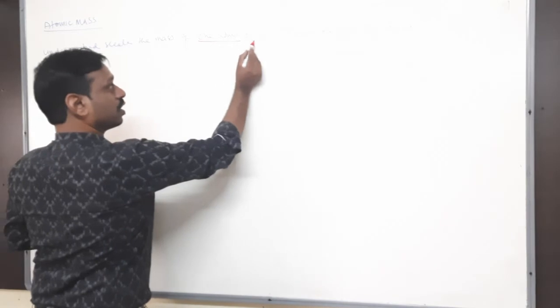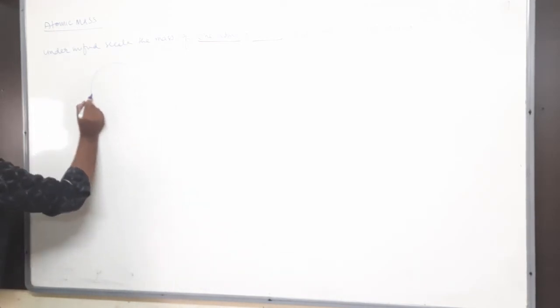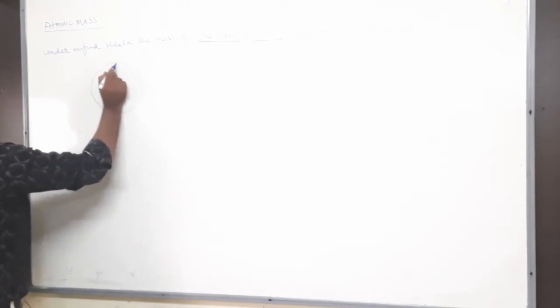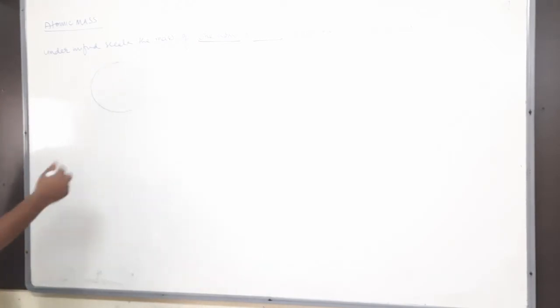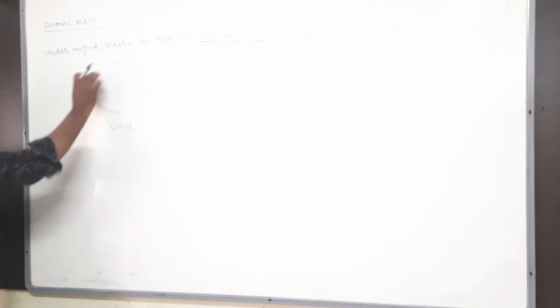What is the meaning of this? Under the unified scale, the mass of one atom of carbon 12 isotope, C12 isotope, is taken as 12 AMU. It means under the unified scale, they have taken the carbon atom. You just imagine it is a carbon atom. Okay, which carbon atom? That too C12 isotope, because carbon has C12, C13, C14, 3 isotopes. C12 is more stable and more abundant. So they have taken carbon 12 isotope atom.